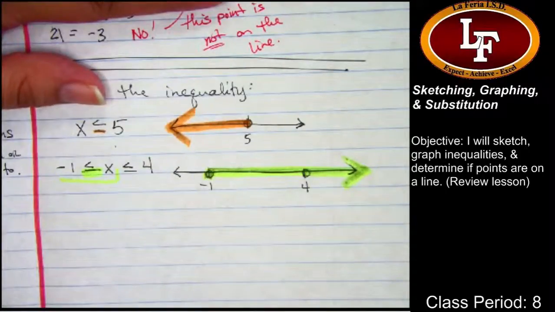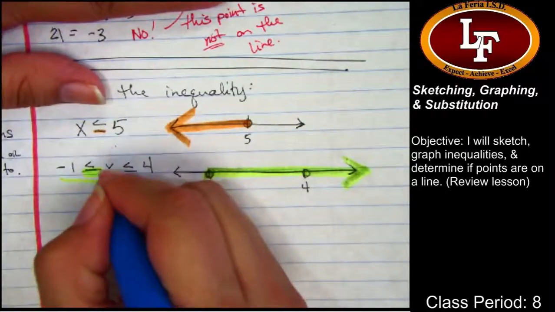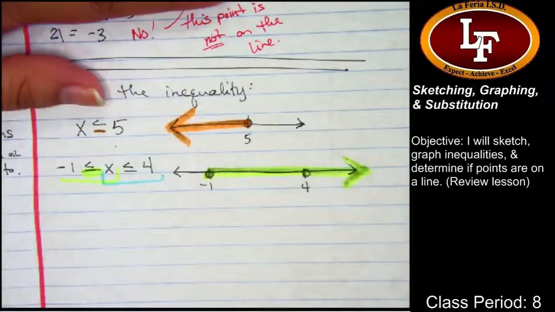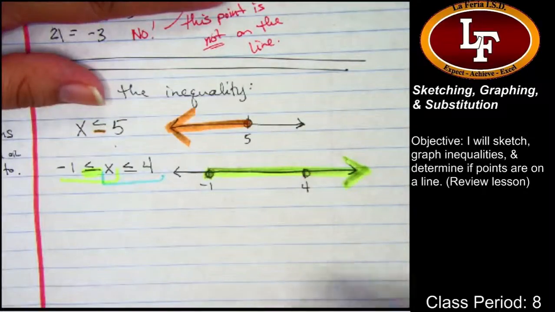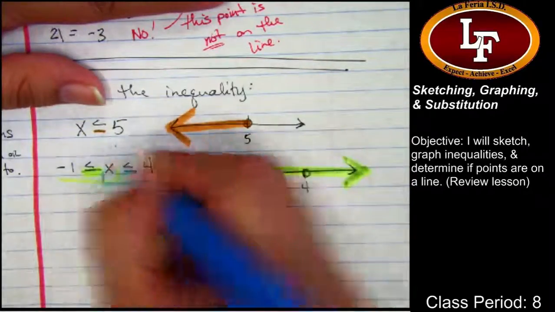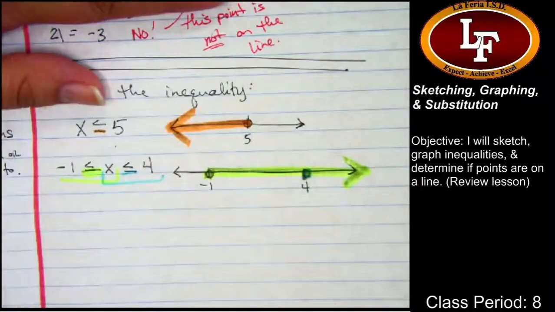Now I'm going to look at this inequality right here. This says that x is less than or equal to 4. Do I color in the 4? Yes, because of the or equal to. So there's the 4 colored.